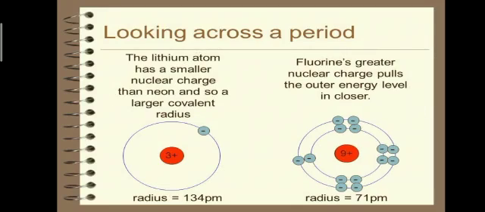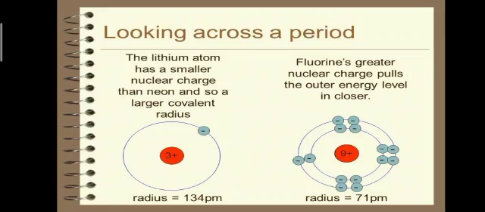The lithium atom has a smaller nuclear charge than fluorine, and so a larger covalent radius. The fluorine's greater nuclear charge pulls the outer energy levels in closer. In lithium, there is a smaller number of electrons, so there is less probability of the electrons coming nearer to the nucleus. While in fluorine, there are more electrons. It has more nuclear charge, that is more positive charge, so it will attract more electrons towards the nucleus as compared to lithium, which has less nuclear charge and cannot bring the electrons close to the nucleus.